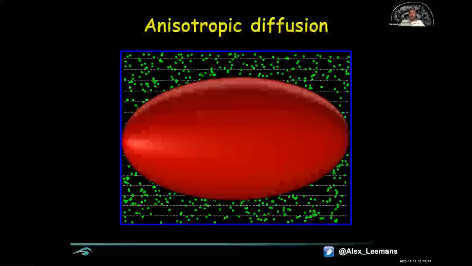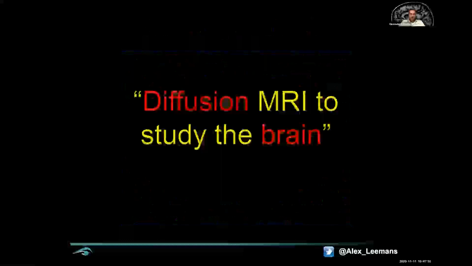I'm not going to go into the math, but there was a very clever guy called Einstein who came up with the diffusion equation. He said that the average spread of the particles is proportional to the diffusion coefficient times time.